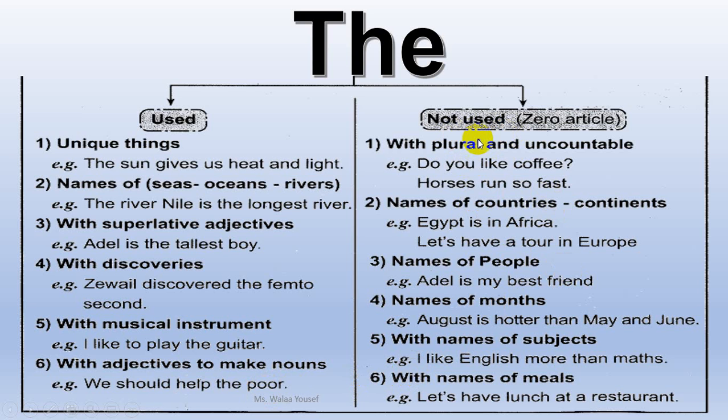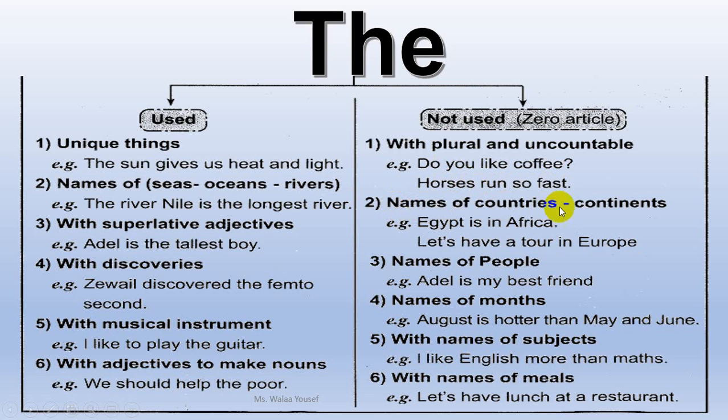Okay, we can't use it with the plural and uncountables، الجمع والغير معدود. I don't like coffee. Do you like coffee? Horses run so fast.